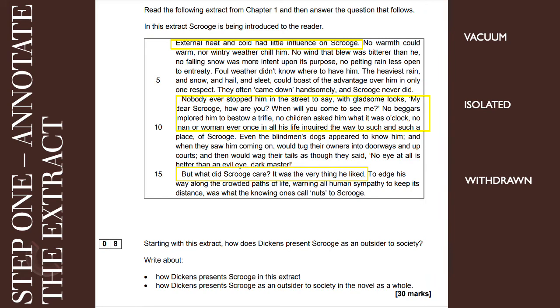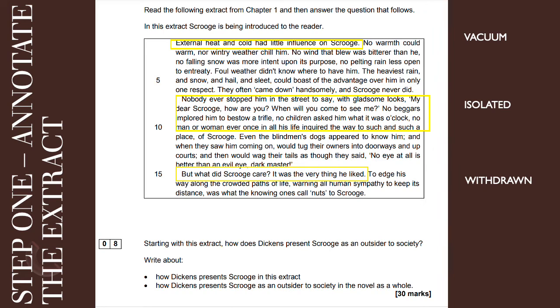But then the final quote I've chosen is line 15, where it says, "But what did Scrooge care? It was the very thing he liked." And there I've written the word withdrawn. I could have written self-isolated. It seems that, according to this passage anyway, Scrooge has chosen to be like this. So he is withdrawn, but it's by choice.